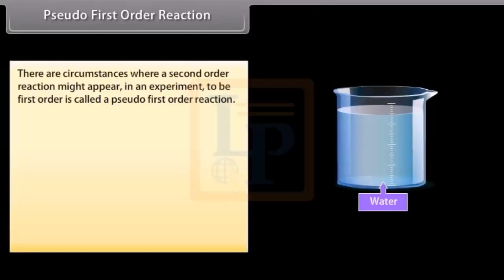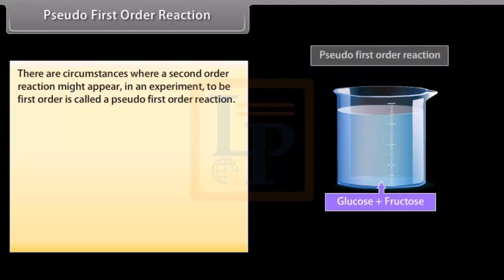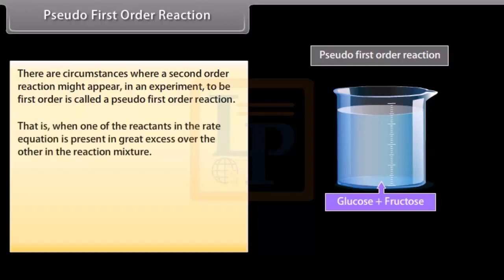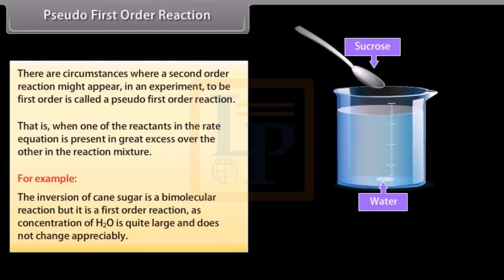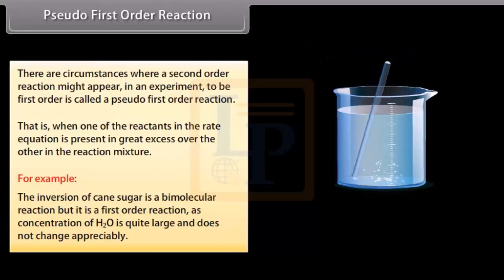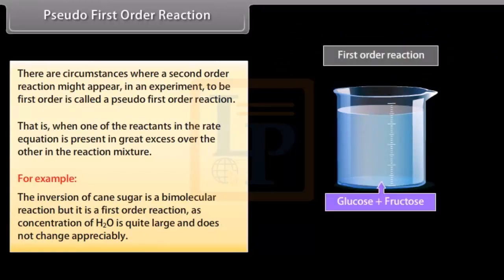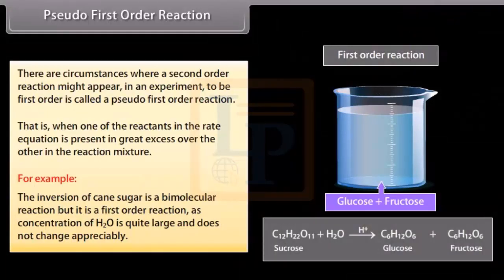Pseudo-first-order reaction. There are circumstances where a second-order reaction might appear in an experiment to be first-order, called a pseudo-first-order reaction. That is, when one of the reactants in the rate equation is present in great excess over the other in the reaction mixture. For example, the inversion of cane sugar is a bimolecular reaction, but it is a first-order reaction as concentration of H2O is quite large and does not change appreciably.